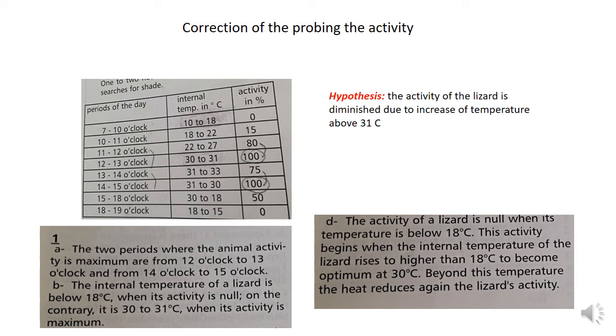Good morning. Today we have a prepping the activity, page 71, question number 1 and 2. Question number 1, we have this table here, and indicate the two periods in which the activity of the animal, the lizard, is maximum. Maximum means 100%. So the activity, if the lizard is moving, is 100%.